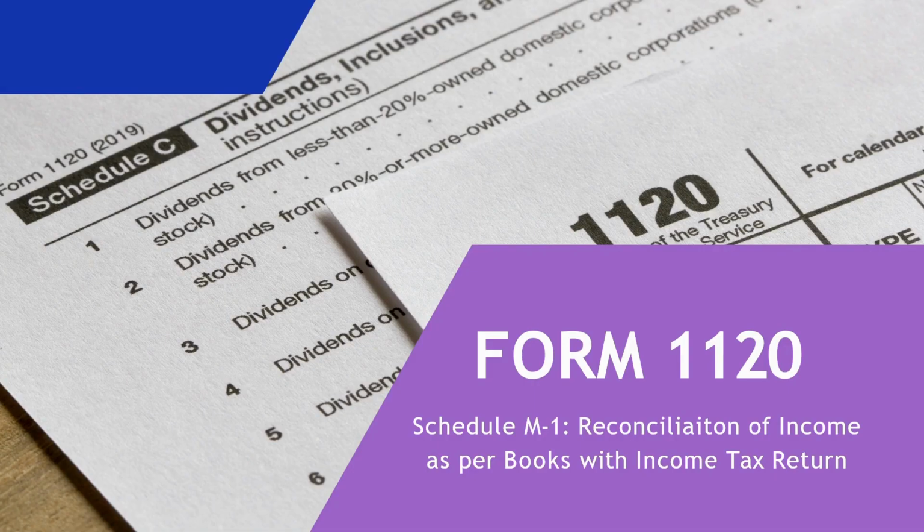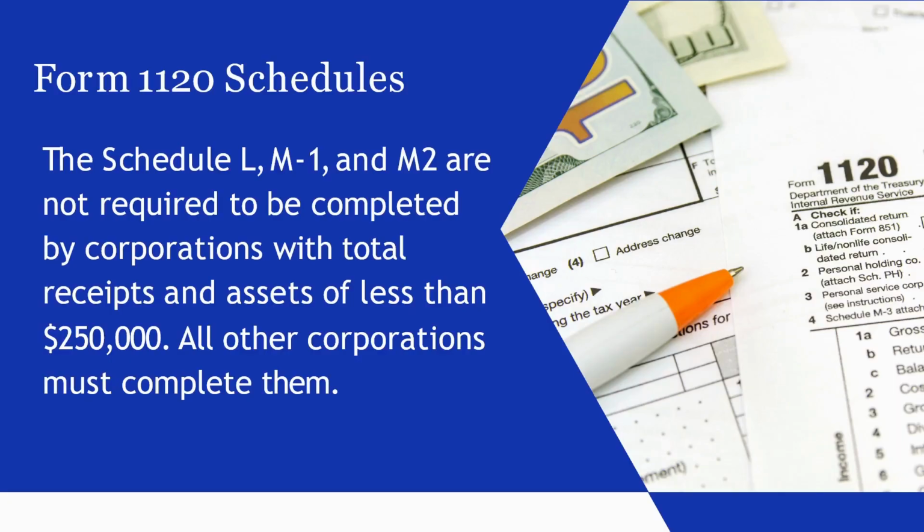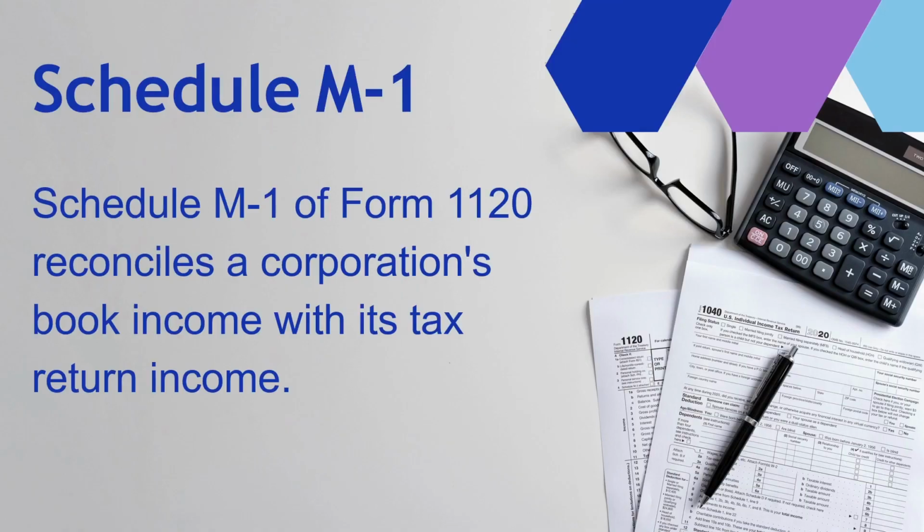Today's video is about schedules of Form 1120. Form 1120 is the one which is used by corporations to file their income tax return. There are three schedules, which are L, M1 and M2. The schedules L, M1 and M2 are not required to be completed by corporations with total receipts and assets of less than $250,000. All other corporations must complete them. In today's video, we will discuss Schedule M1 in detail.